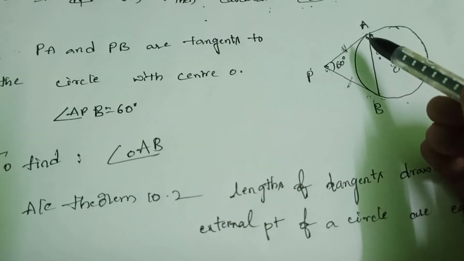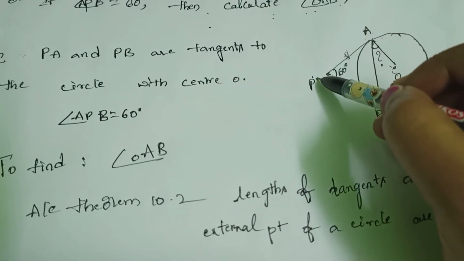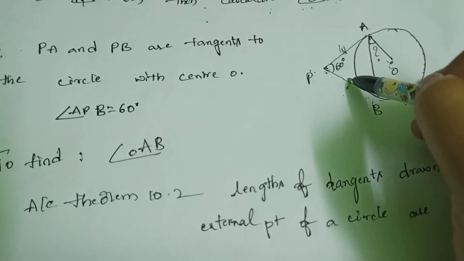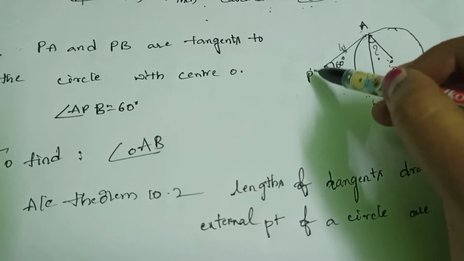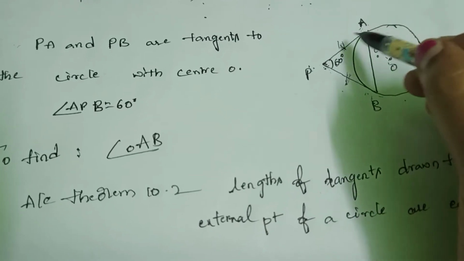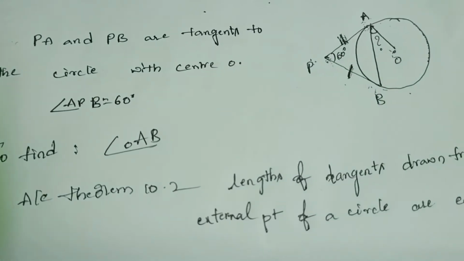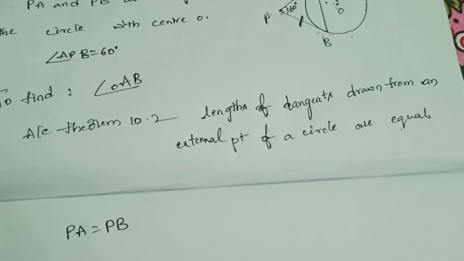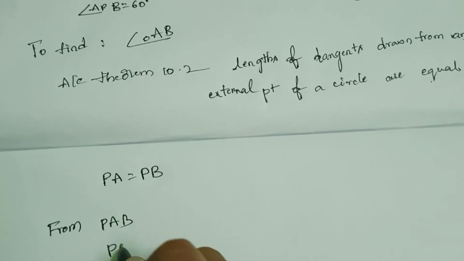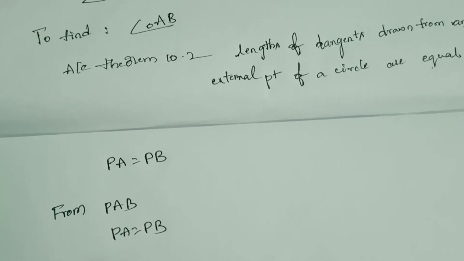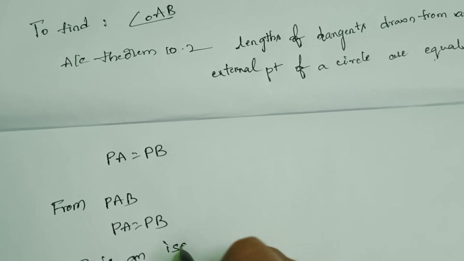See this figure. Here we get an isosceles triangle. Here PA equals PB. It means two sides are equal in triangle APB. APB is one triangle, and in this triangle two sides are equal, so it is an isosceles triangle. From triangle PAB, PA equals PB, so it is an isosceles triangle.